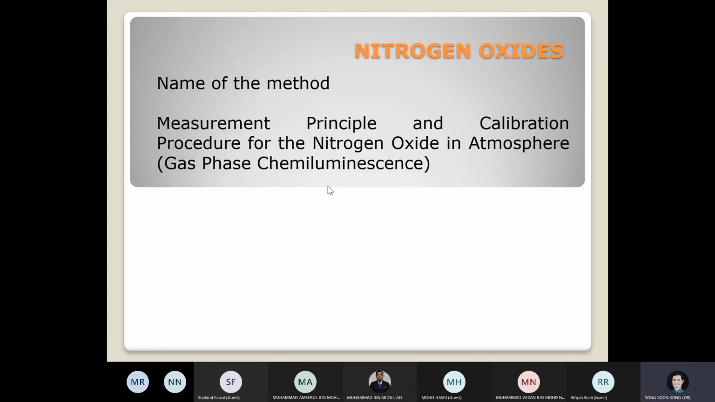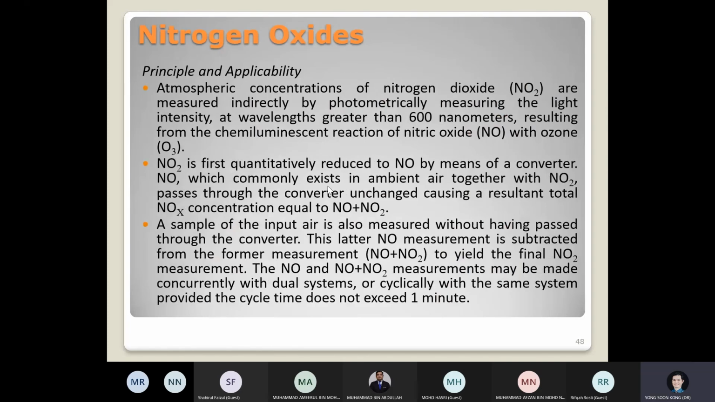So nitrogen oxides are also very much the same. It can be measured using NDIR as well. But we do have another alternative way of doing things. Like you said, the NDIR technique is measured at 600 nanometer. This is a signature wavelength that people use to detect the absorption of nitrogen dioxide.